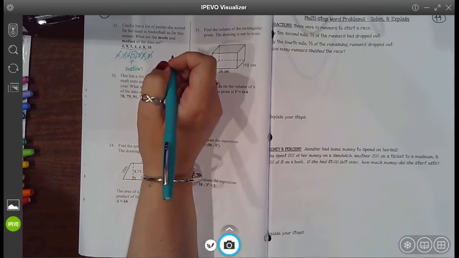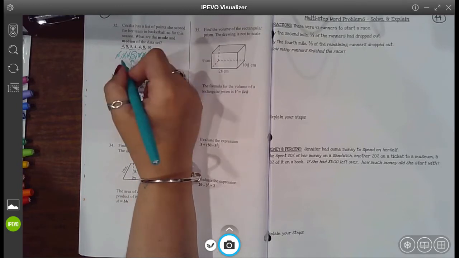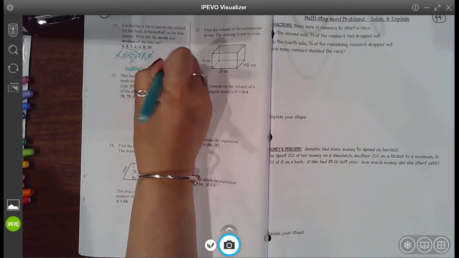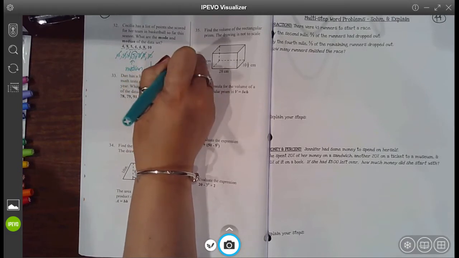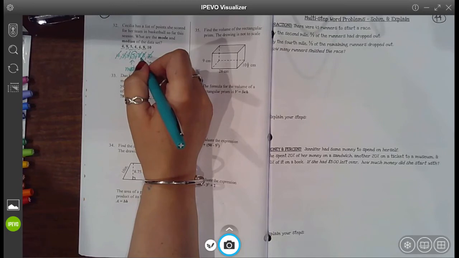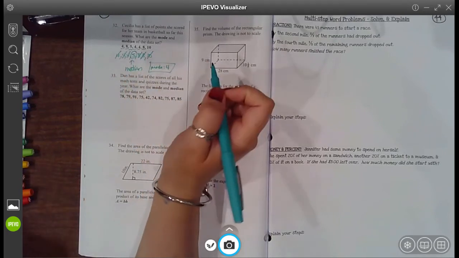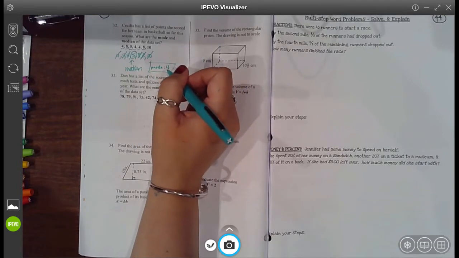Now, which number occurred the most often? Is it 4 and 8? No, your mode is just 4. Because, yeah, 8 happened more than once, but it's the most often, so just 4. Because it happened 3 times, 8 only happened twice. So your mode is 4.